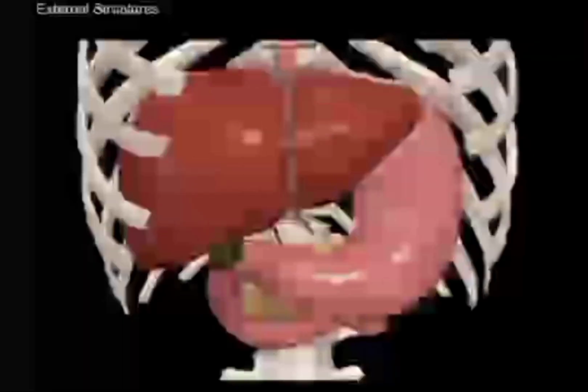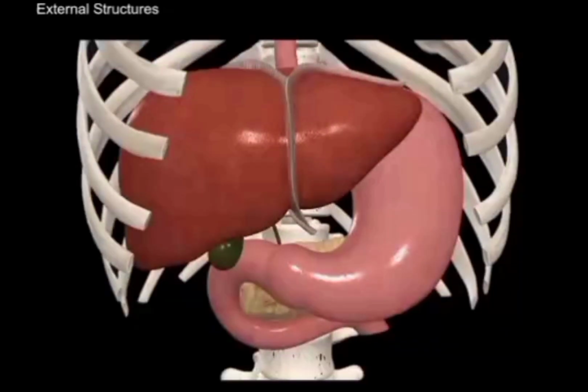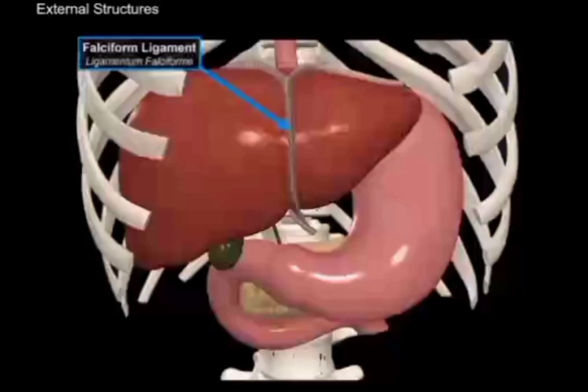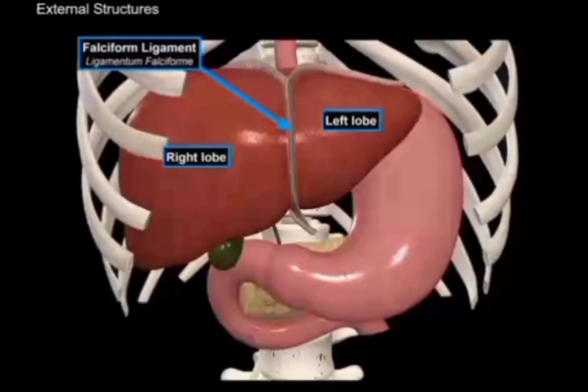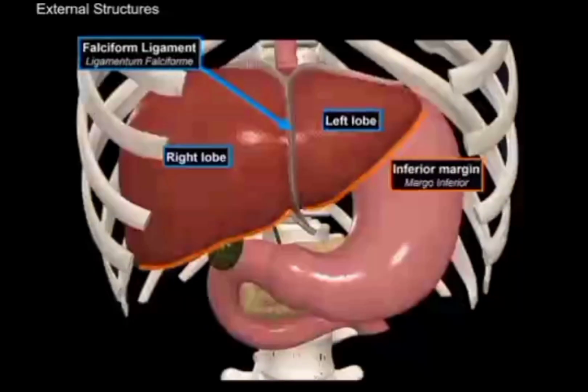Now, let's continue with the external surface of the liver, and we're going to start by looking at the liver from an anterior view. The first thing that catches your eyes is a distinct ligament in the middle called the falciform ligament. And this ligament separates the right and the left lobe. Now the liver has two margins, right? You have the inferior margin projecting downwards, and this margin is very sharp in shape.